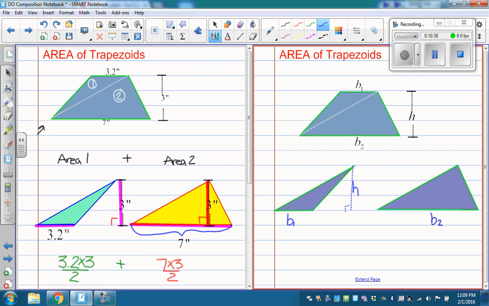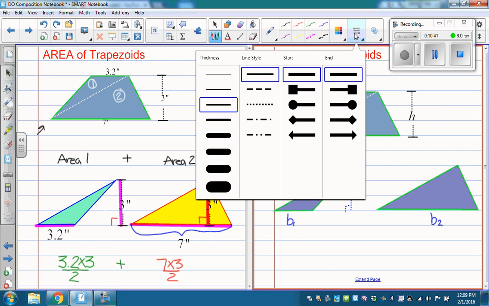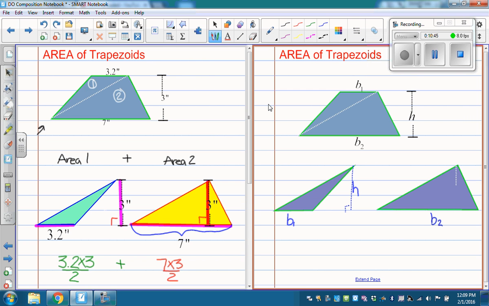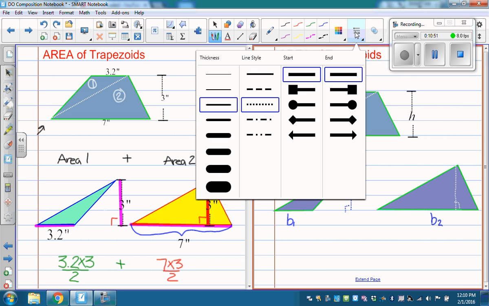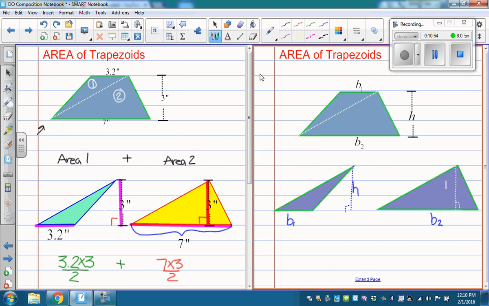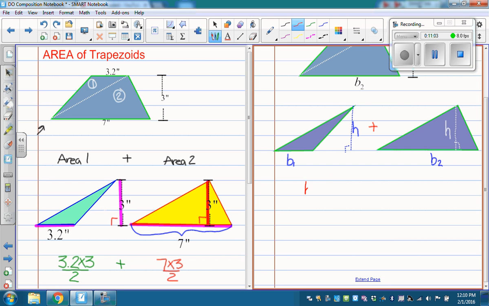and then draw in your height straight up and down to make a square angle, and label that your height, and then find the area of each triangle and add it together. So base 1 times the height divided by 2 plus base 2 times the height divided by 2, and together those make the area. That's the area of your trapezoid.